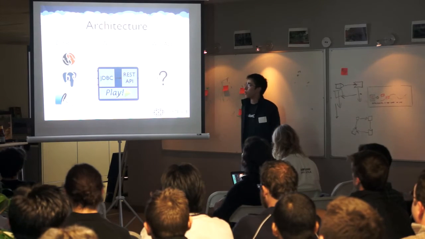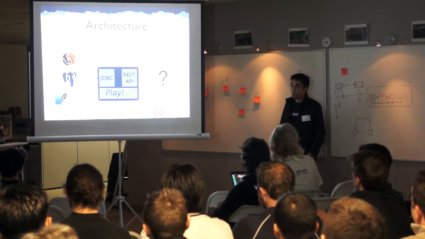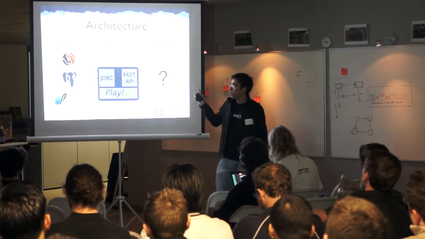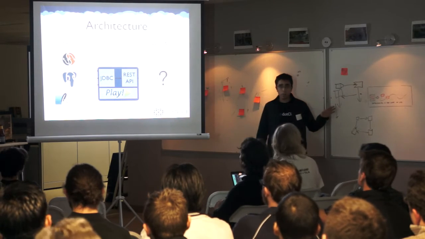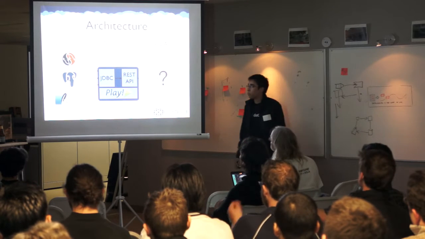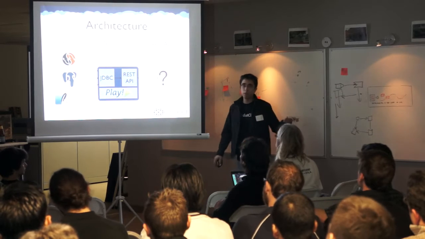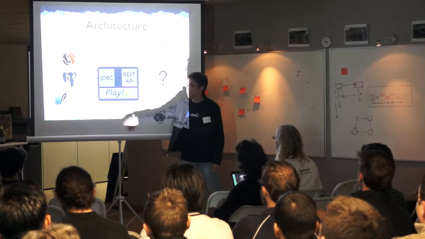Here's the architecture that we were looking at. DotCloud supports multiple different kinds of databases on the back end. Right now, there's MySQL, Postgres, SQLite. In the future, for all we know, we could add more database services as well. For the server side, we have the Play framework, which is Java, and we connect to the databases using JDBC.